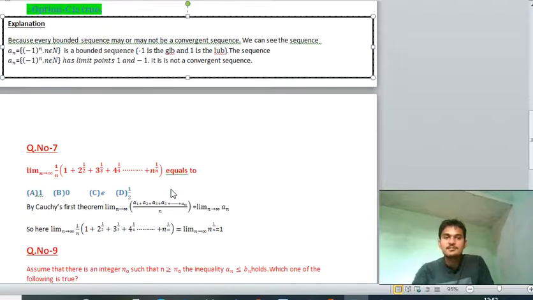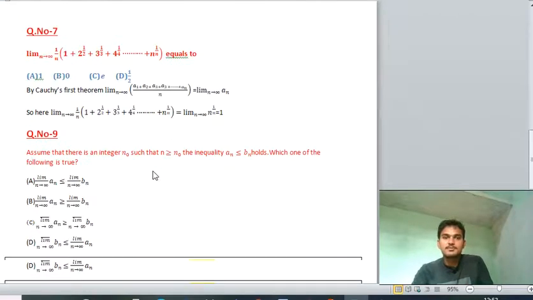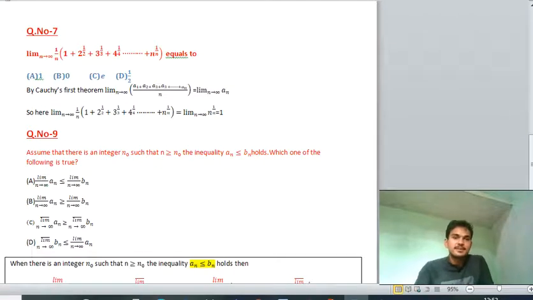Then we will go to question number 7. It is asked there: limit as n tends to infinity of 1 by n into this is equal to what? Here we will apply Cauchy's first theorem of limit. This is a very famous theorem. You can see the definition and the theorem in your book.